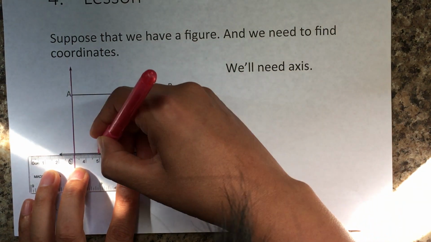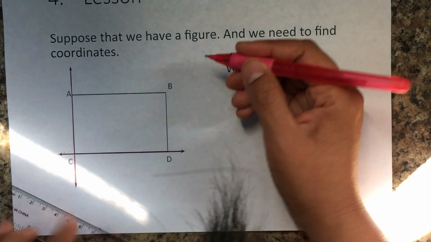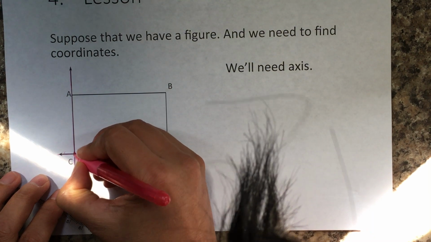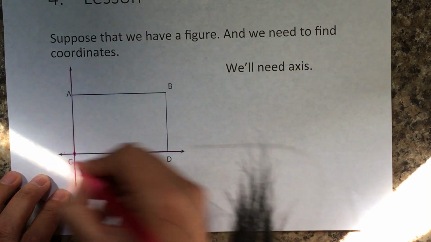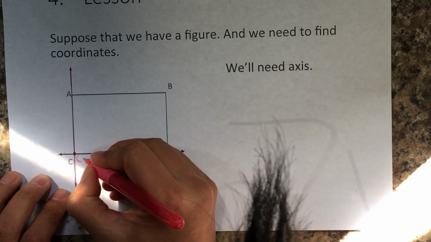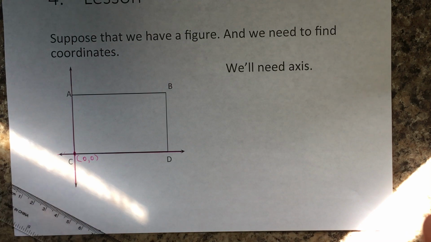And what do we know about point C? What do we know about that point? Well, every time we have a point right where the 2 axes meet, that's always going to be 0, 0. Okay? 0, 0.